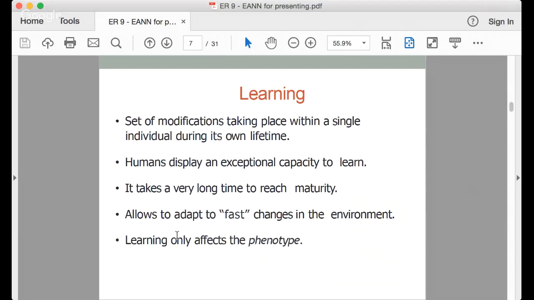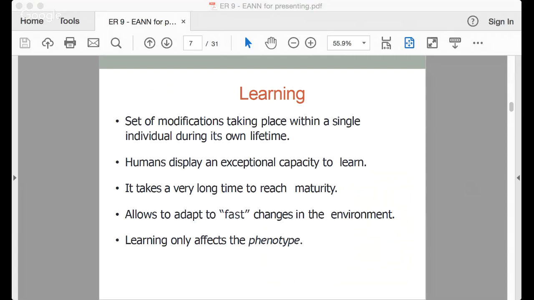While learning is a set of modifications taking place within a single individual during its own lifetime. So previously, with evolution, we had a population, but here in learning, we have a single individual. Humans display an exceptional capacity to learn. Nowadays, robots have similar capacity to learn. But it takes a very long time to reach maturity.